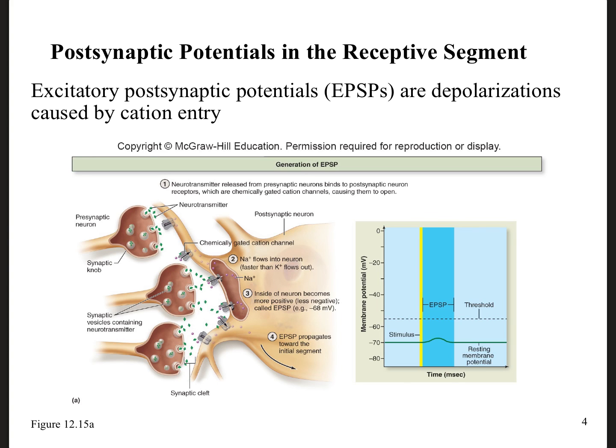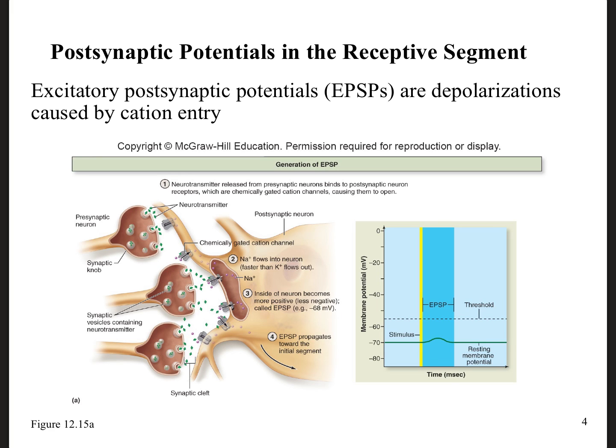So postsynaptic potentials, right? Those gradient potentials that we see in the target neuron can be what we call excitatory or inhibitory. Inhibitory means to counteract. Excitatory means to stimulate. So an EPSP, an excitatory postsynaptic potential: postsynaptic means the target neuron, and the potential, right?